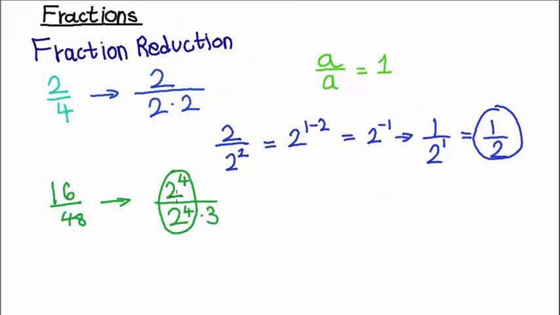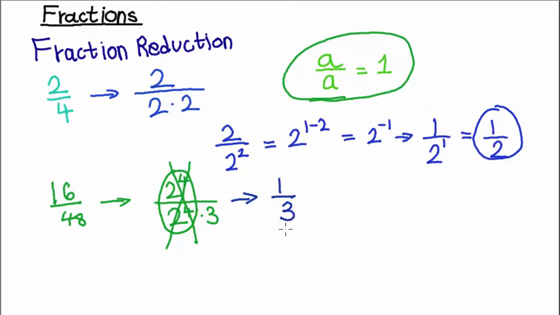So I first need to deal with the 2 to the power of 4 on the top and on the bottom. We learned over here that that is the same thing as saying 1. So this right here cancels out to give me 1. Now, since the number is 1, it doesn't really matter if I put it on the top or the bottom. So this right here is the same thing as saying 1 divided by 3.